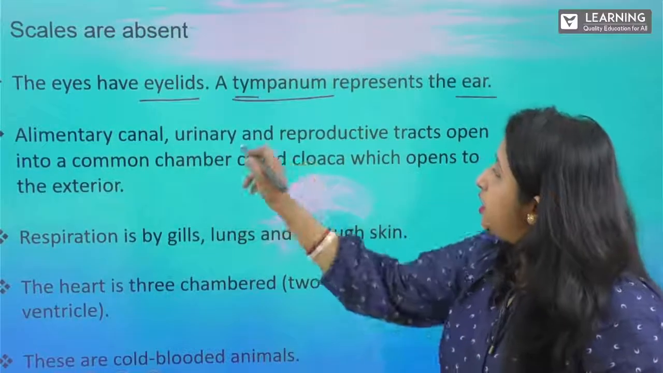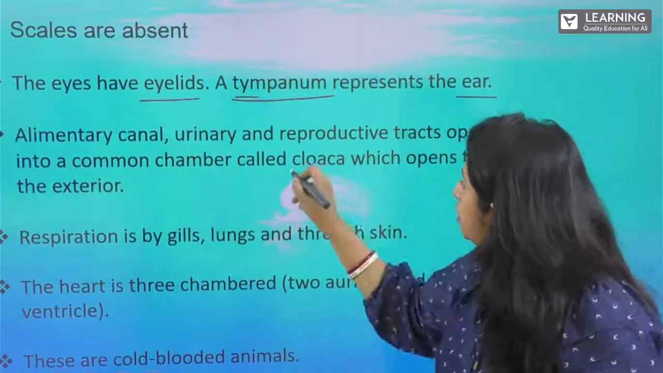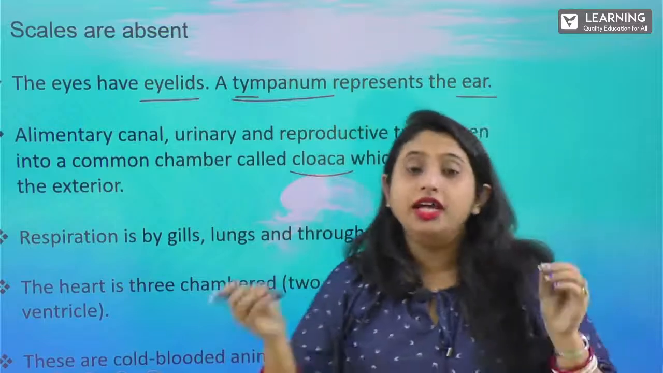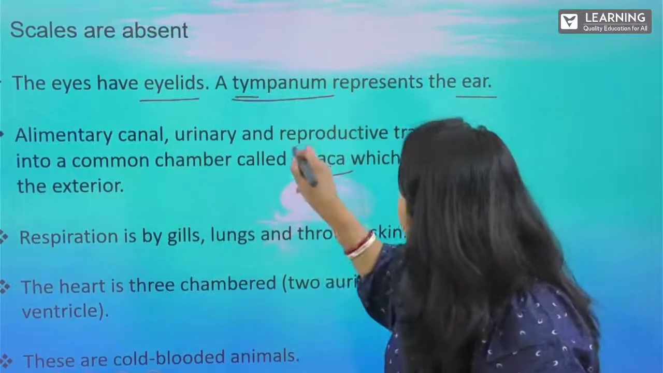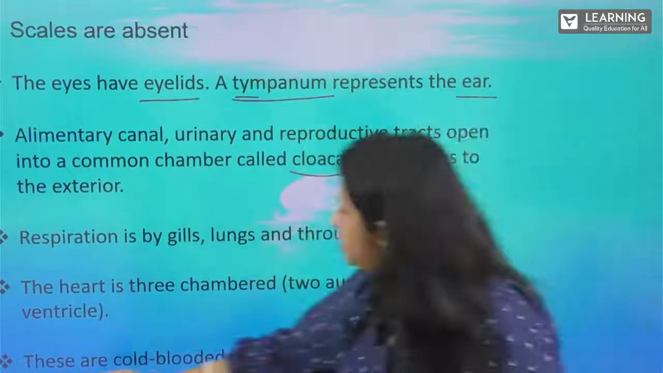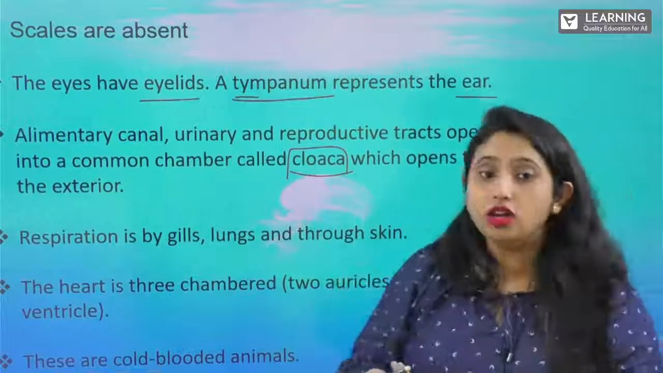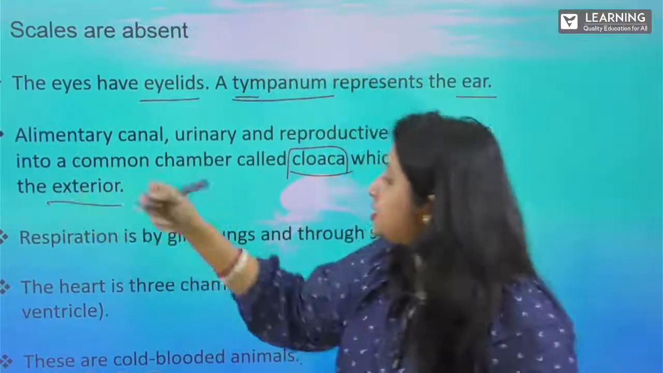So the alimentary canal, urinary and reproductive tract open into a common chamber called cloaca, okay? As I have said, the alimentary canal, then urinary tract and reproductive tract, they open into one opening, that is your cloaca, right? That opening is known as cloaca, which opens to the exterior.